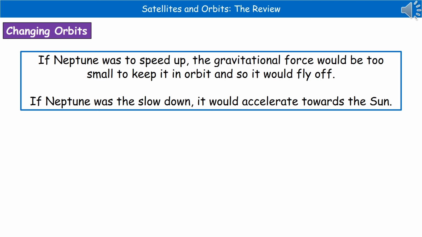Hopefully by the end of this video you can now explain how the force of gravity can help keep an object in orbit. You can explain why the force of gravity changes the velocity of the object but not the speed. And we can also explain what happens if the speed of the object changes when it's in orbit.